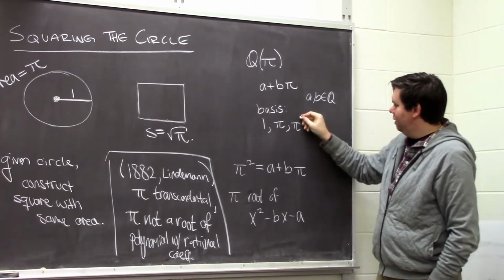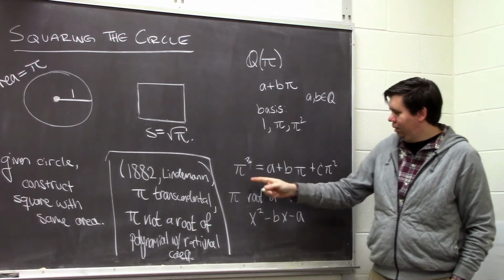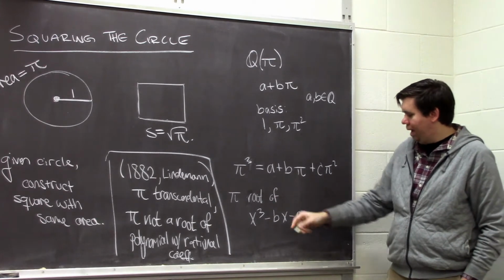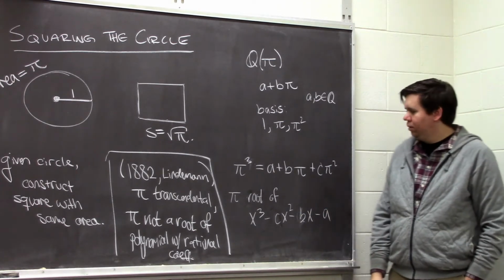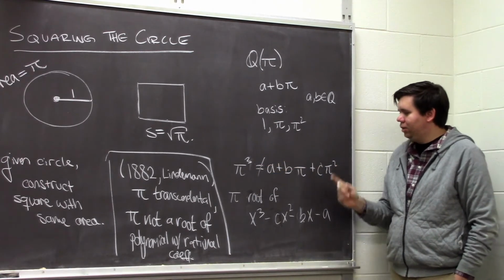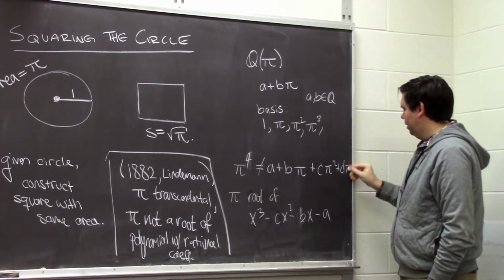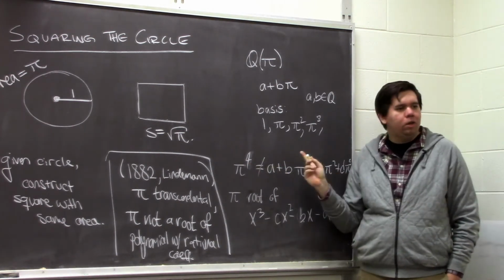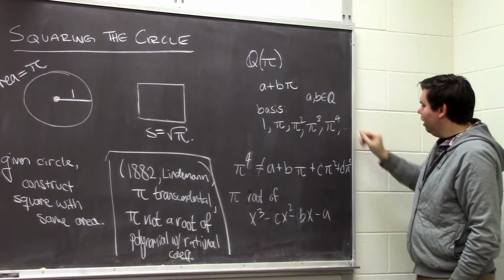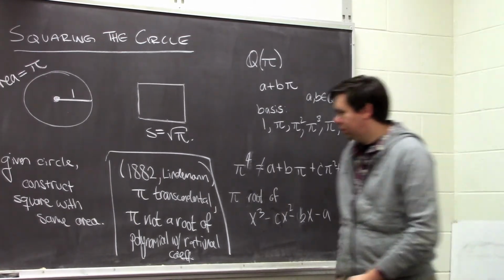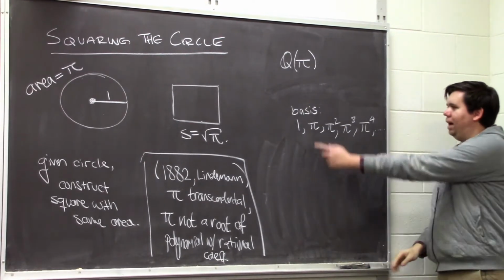But it also means you can't write pi cubed as some a plus b pi plus c pi squared, because if you could, then pi would be a root of some cubic, x cubed minus cx squared minus bx minus a. So you can't write pi cubed as a linear combination of the previous terms either. So you need pi cubed. And same thing, you can't write pi to the fourth as a linear combination of the previous terms, else pi would be the root of some degree 4 polynomial. Since pi is not the root of any polynomial with rational coefficients, you need to include all of the powers of pi in your basis.